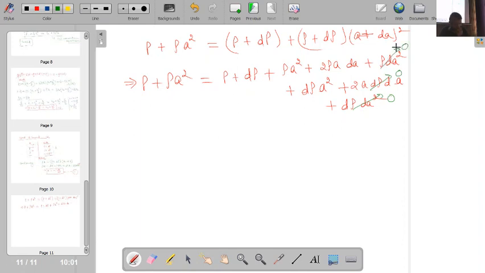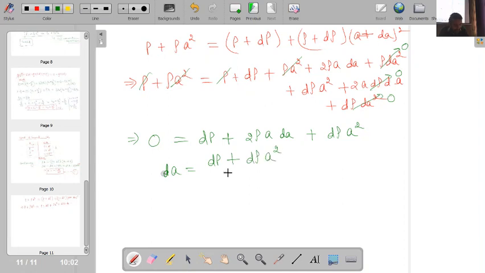Now the higher-order terms become 0, P cancels, and rho A square cancels, so ultimately I get 0 equal to dP plus 2 rho A dA plus d rho A square. Let me calculate dA from here. I can say that dA is nothing but dP plus d rho A square divided by minus 2 rho A. This is my dA.